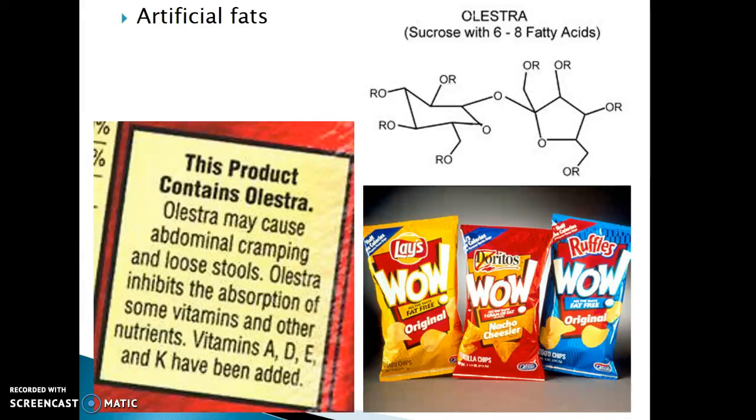We don't need it. We can't store it. We don't use it. Let's expel that as quickly as possible, and that is what can lead to some of those unpleasant side effects of olestra.